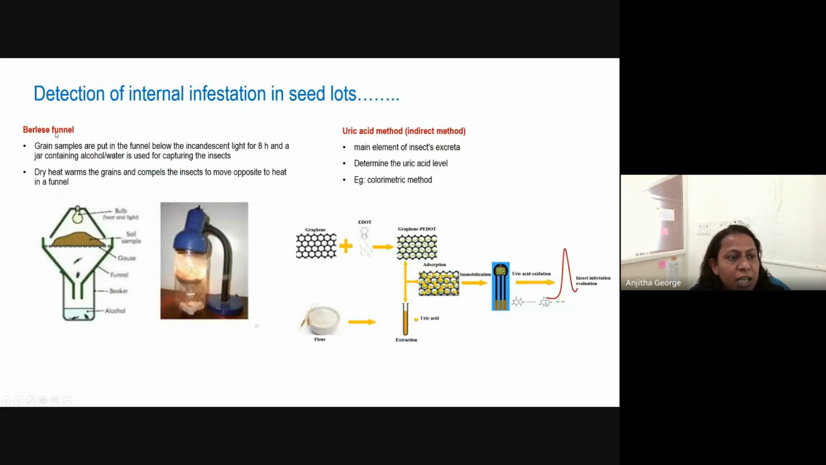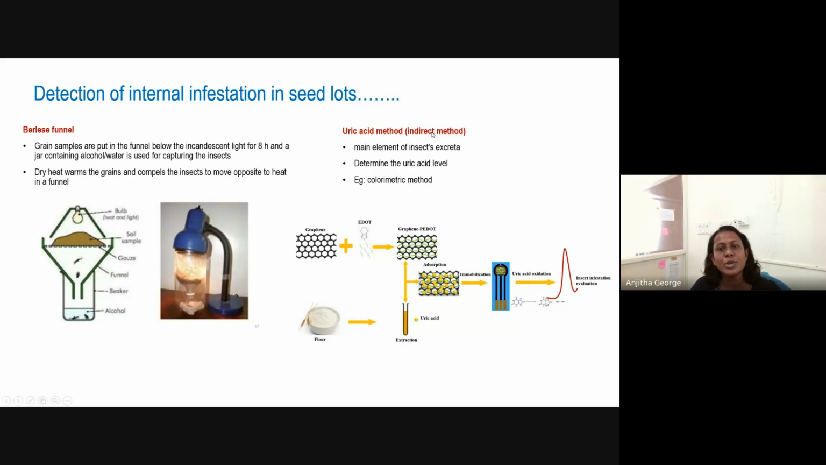Then another method is like Berlese funnel. I think you all will be aware of this. The simple principle is we are using a bulb, and here there is a wire mesh, and this is a funnel, and there is a container with alcohol, or even you can use water. So when the bulb is on, due to the heat generated, and you are keeping the seed samples here, if the insect stages are there outside, because of the heat generated, they'll start slowly moving through the funnel and they'll fall into the water or alcohol, whatever solution you are using. So that is how you make it out that insect infestation is there.